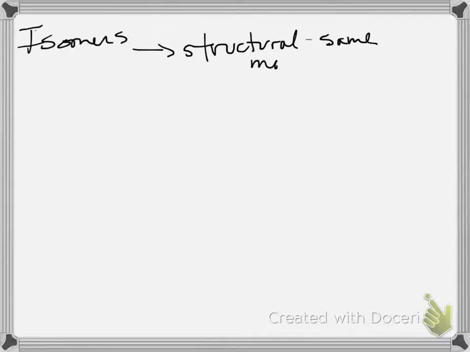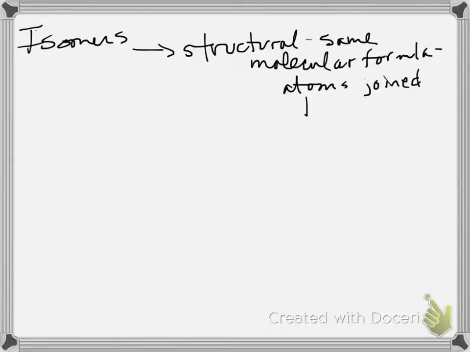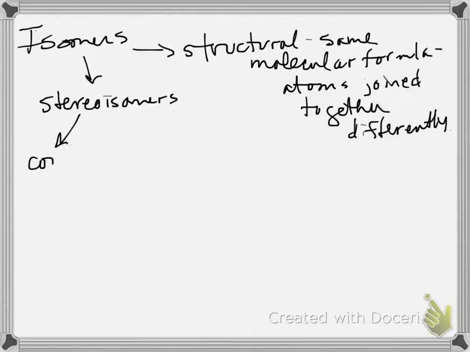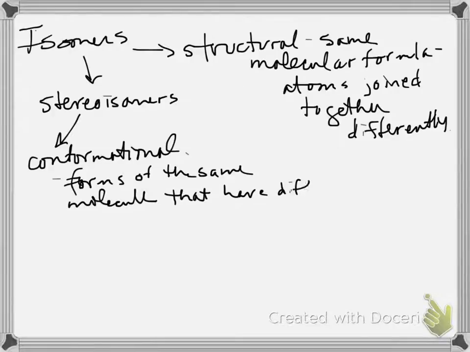Okay, so now we're going to talk about isomers. The first isomer is a structural isomer. These are isomers that have the same molecular formula, but their atoms are joined together differently. And then we have stereoisomers, the first of which we'll call conformational.